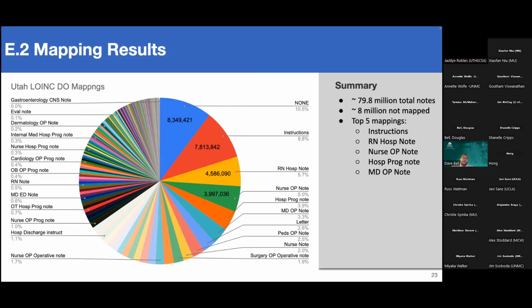So what they don't have is a document type. While the document ontology tells you what the document type may be, if you don't have an idea of what it might be, it can't differentiate between a letter, a telephone note, and just a normal note. Those things we haven't added defaults for, so those are all just not mapped. But as you can see, they have 79.8 million notes total. 8 million are not mapped, but their top 5 are listed there.